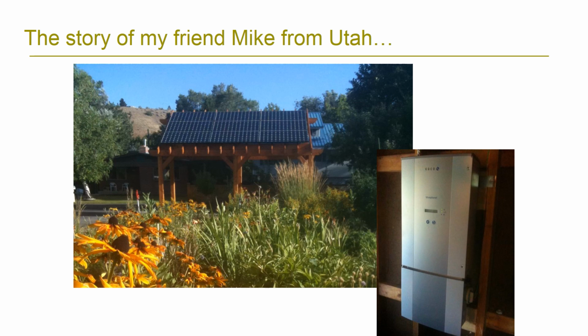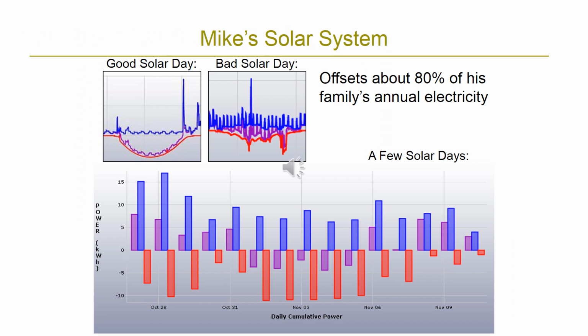First, we're going to talk about Dr. Ma's friend named Mike, who lives in Utah. Mike installed solar power in his home in Utah, and as you can see here, it offsets about 80% of his family's annual electricity. Of course, you can also see here that the supply and storage changes based on the amount of sunlight he receives.